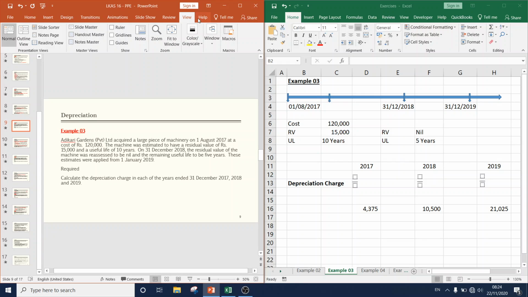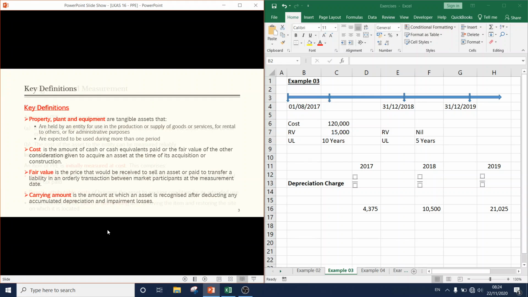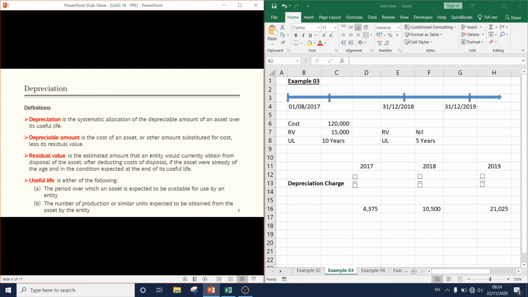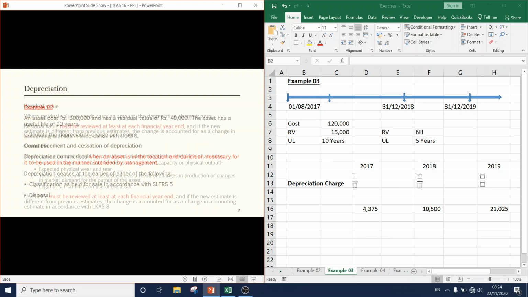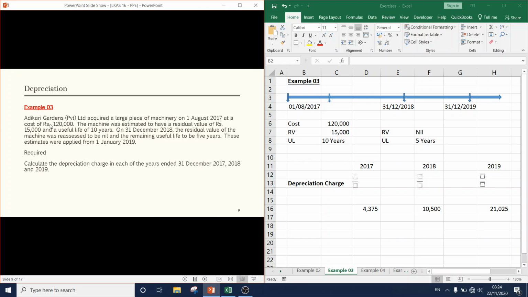What it says, example number 3. Adhikari Gardens Private Limited acquired a large piece of machinery on 1st of August 2017. On this date they acquired a machine at a cost of 120,000.